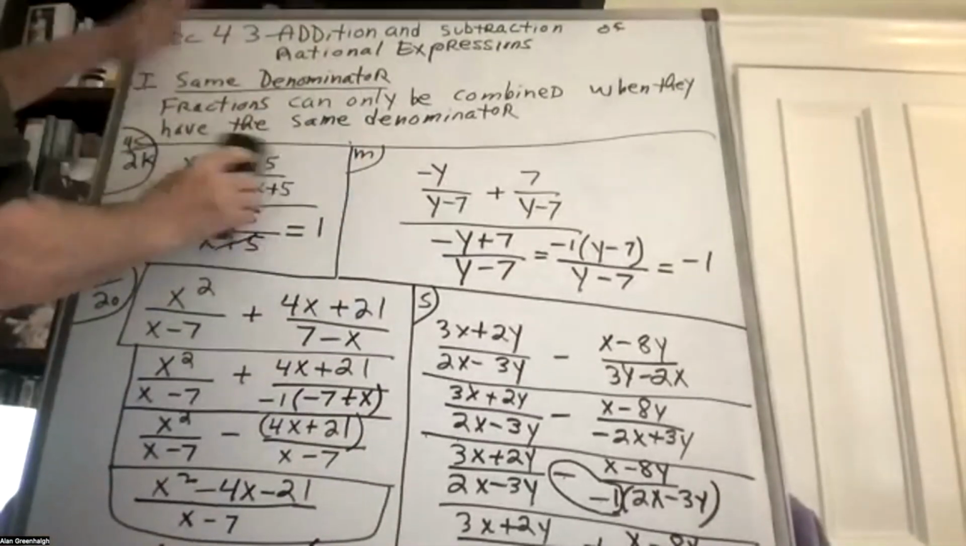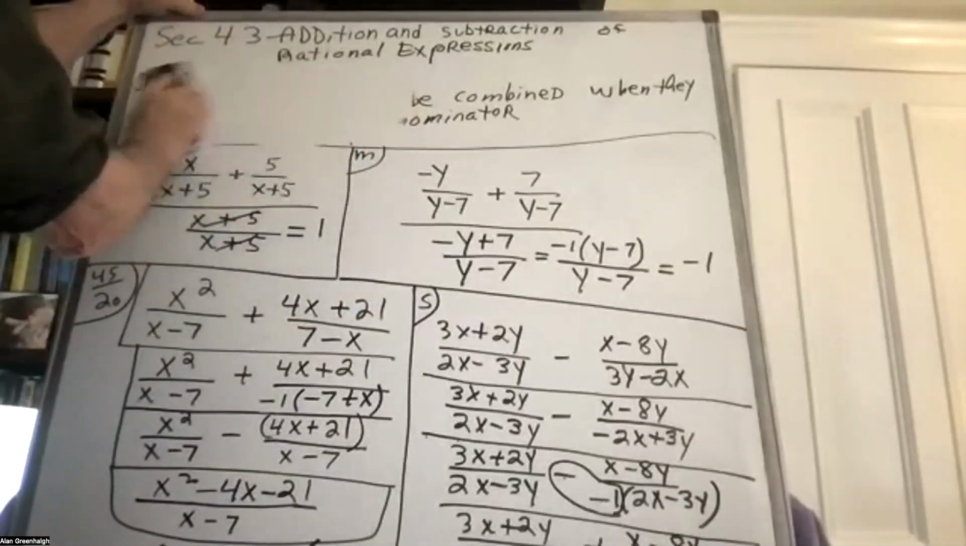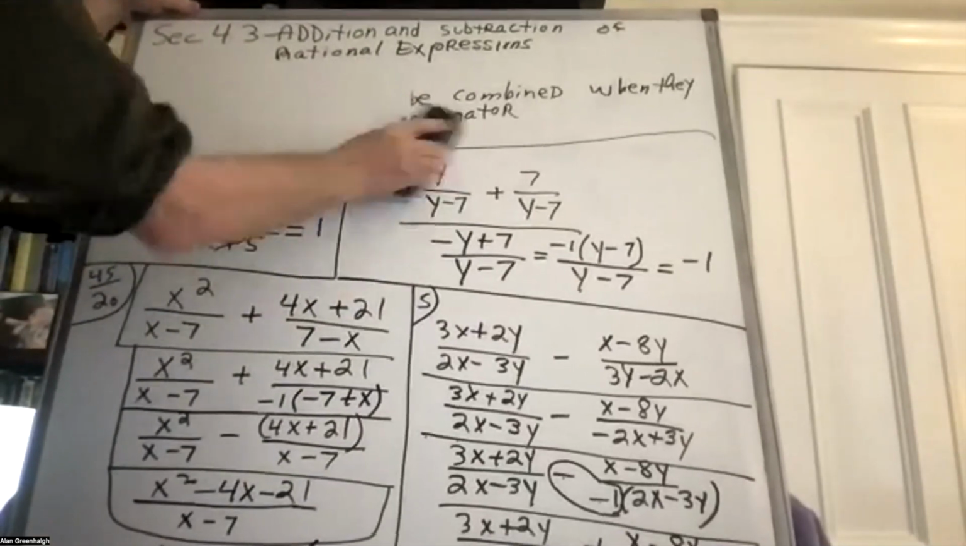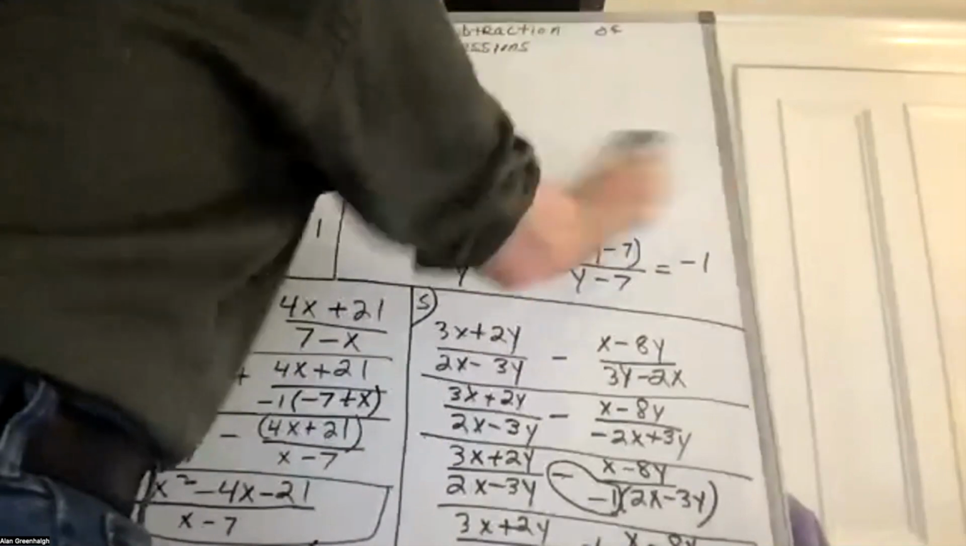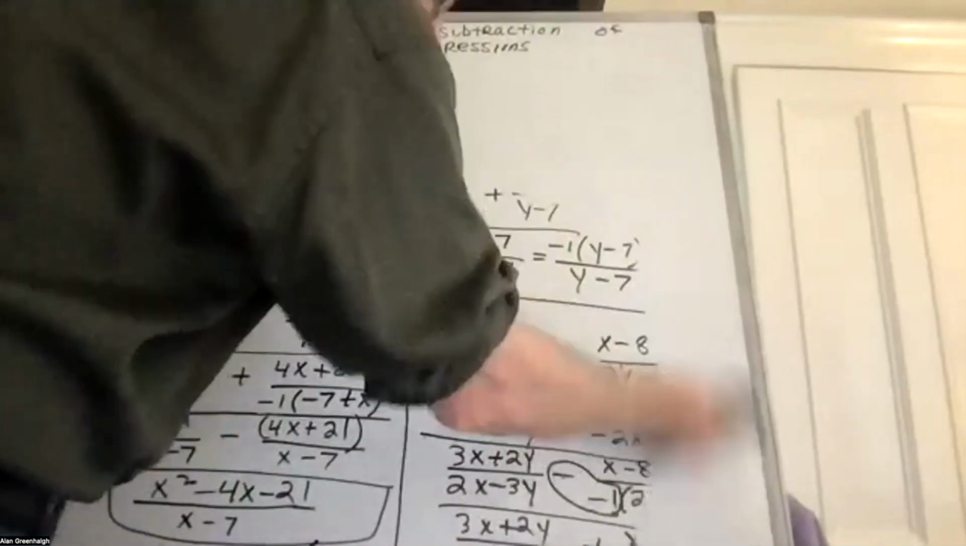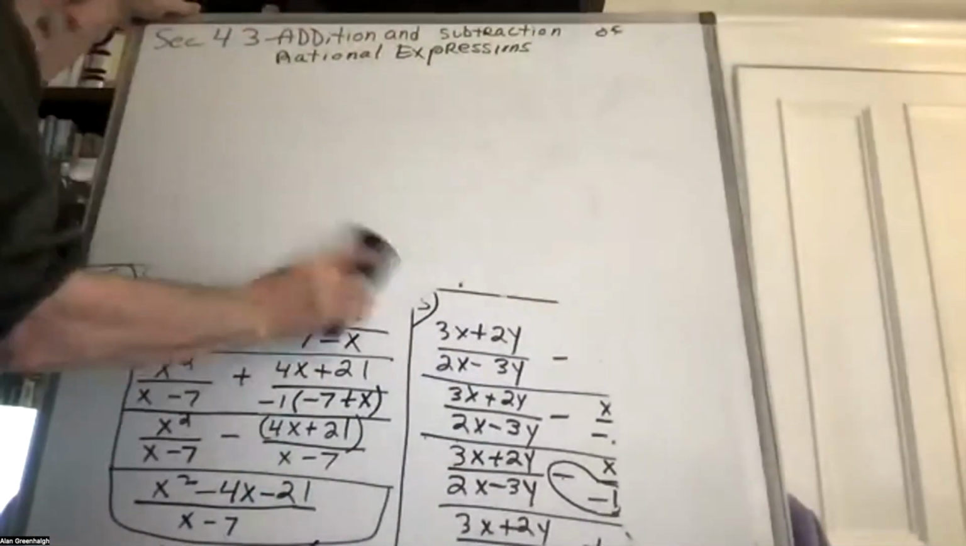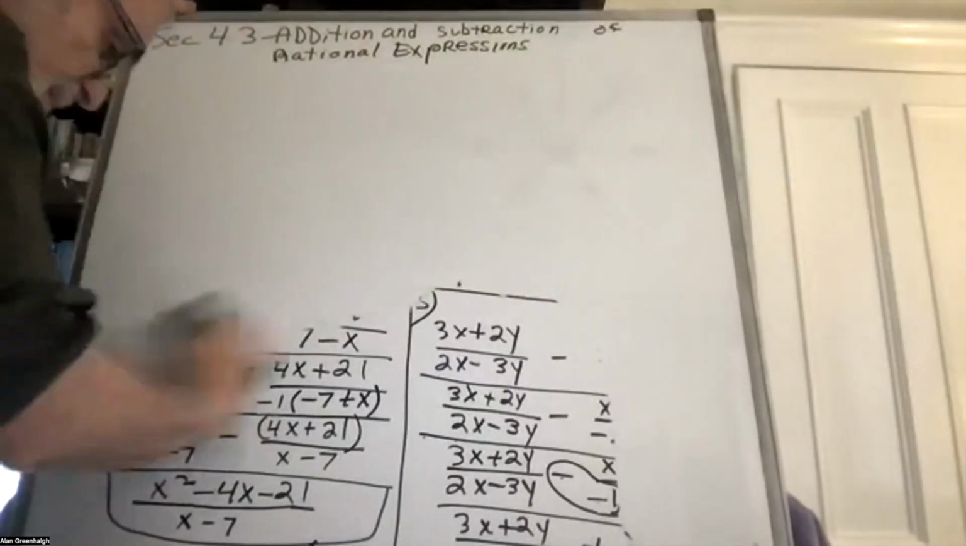Okay, so we did the same denominator. Very nice. I should have left that. Too late. I've already erased it. But you know that you cannot add fractions unless they have the same denominator, right?